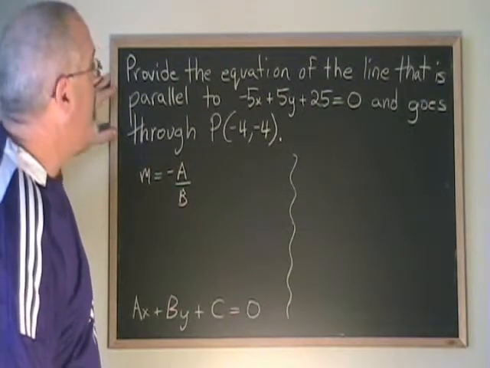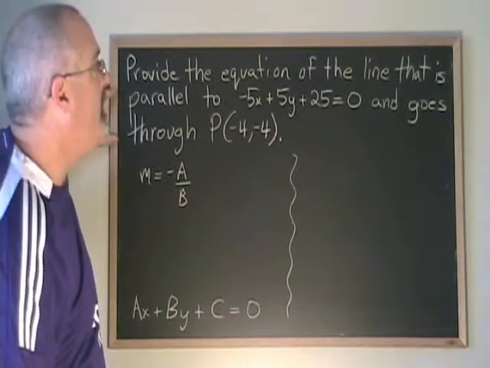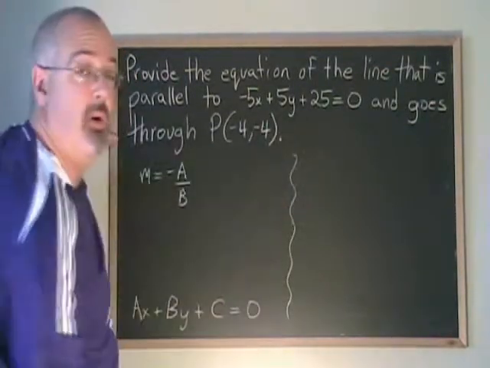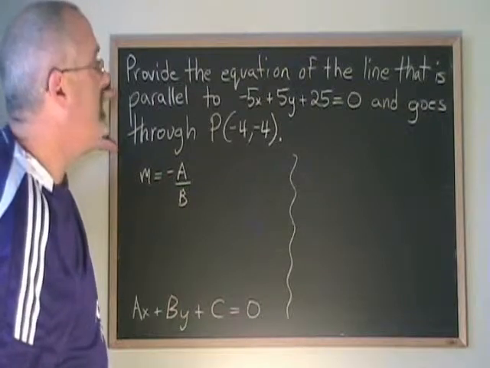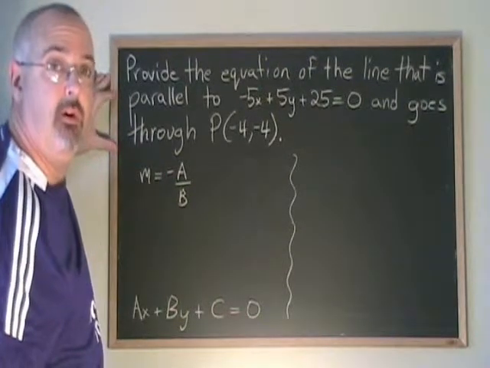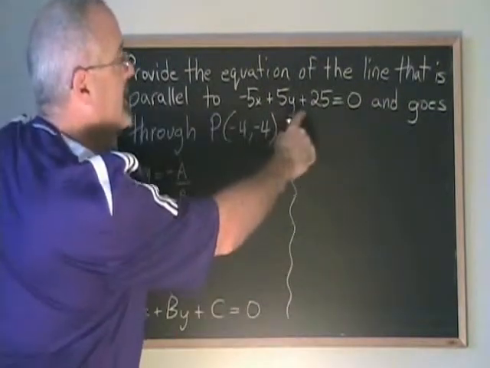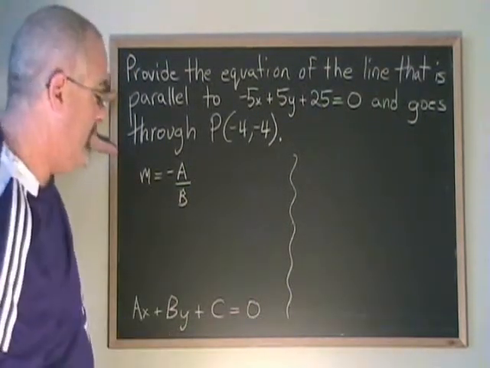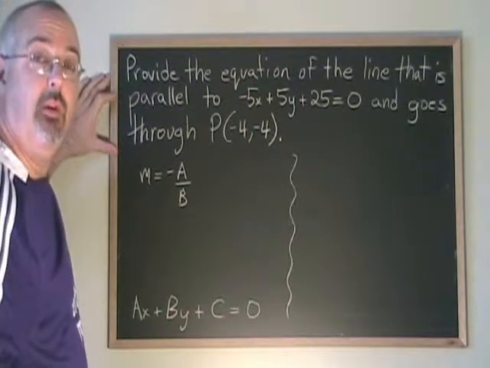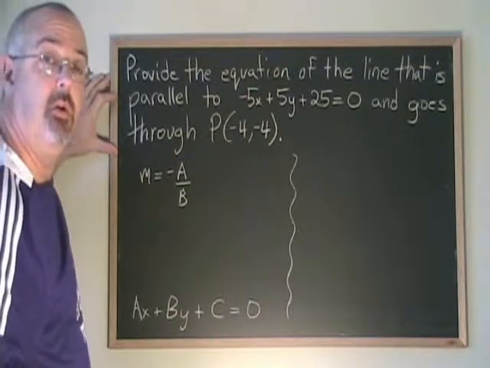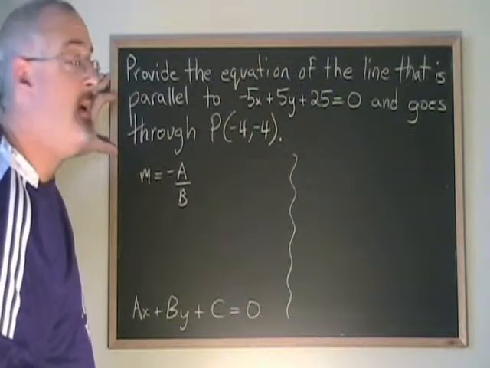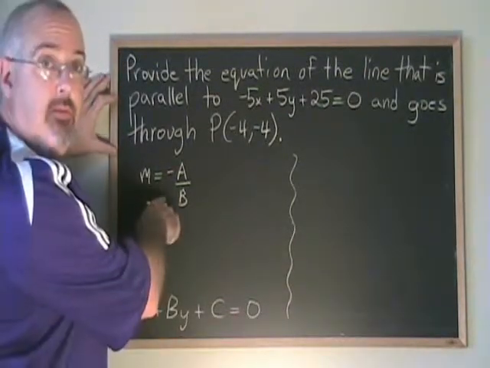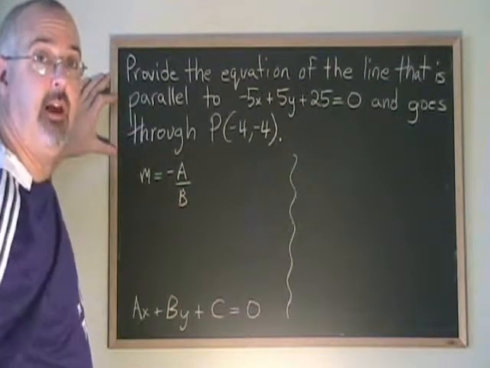In this example, I am asked to provide the equation of the line that is parallel to -5x plus 5y plus 25 equals 0 and goes through the point -4, -4. This equation is already in standard form, which looks like this: ax plus by plus c equals 0, where a, b, and c are the numerical coefficients of the three terms. When the equation is in standard form, I can find its slope using this slope formula. The slope is equal to -a over b.